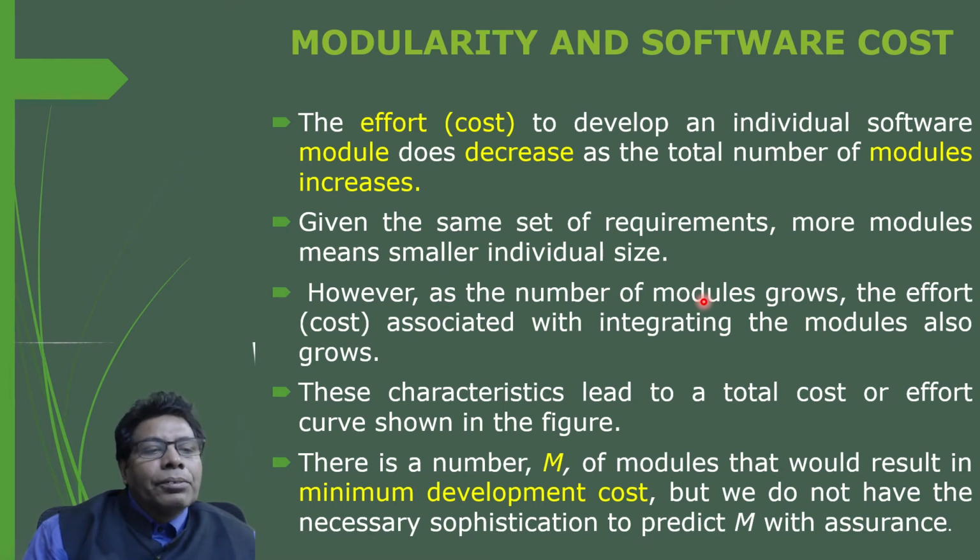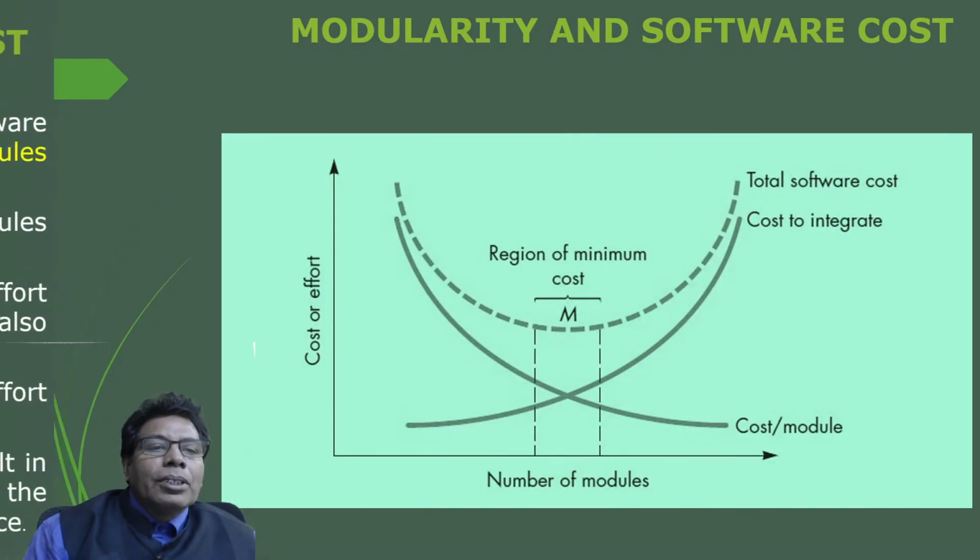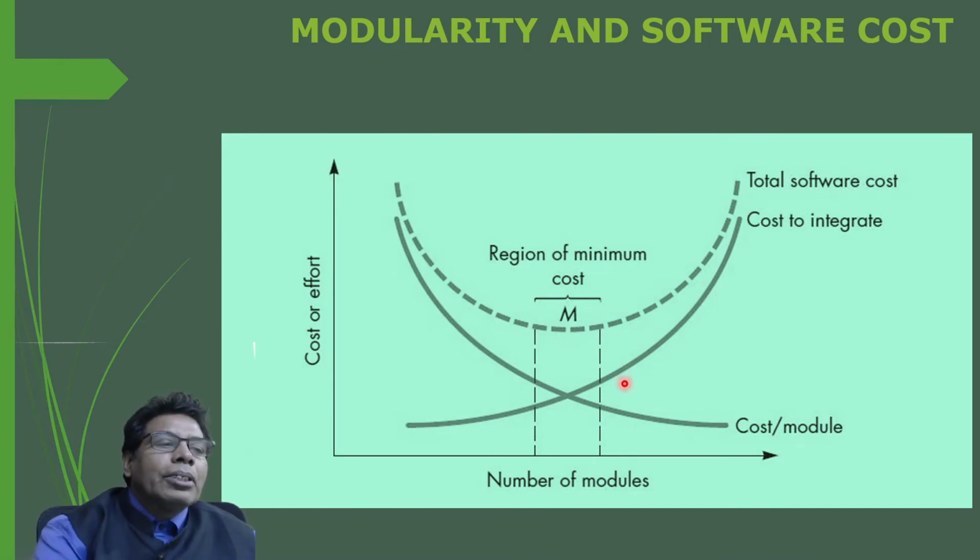So here in the figure we'll see that M, that is the number of modules that would result in minimum development cost. But here we do not have any assurance that we'll be able to predict M properly. So you can see in the figure, here we have cost per module. Now as the number of modules increases, the cost per module is decreasing. You can see this line.